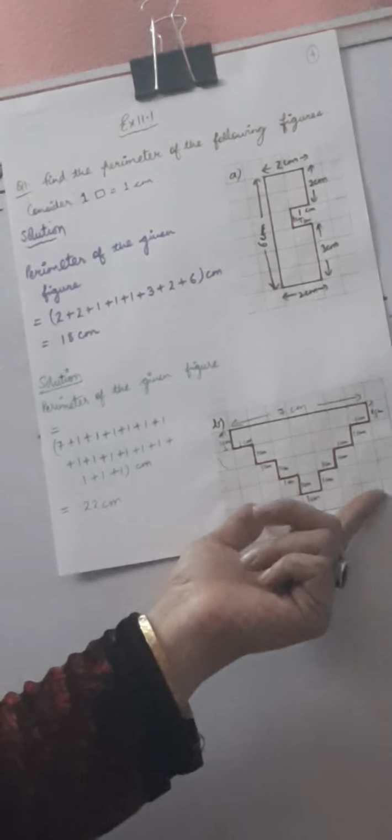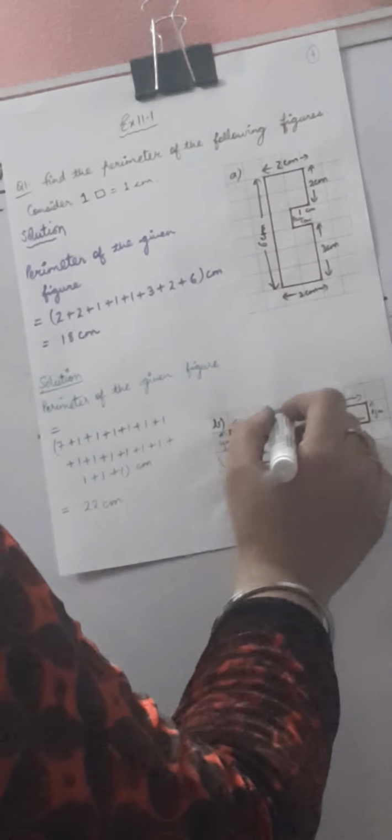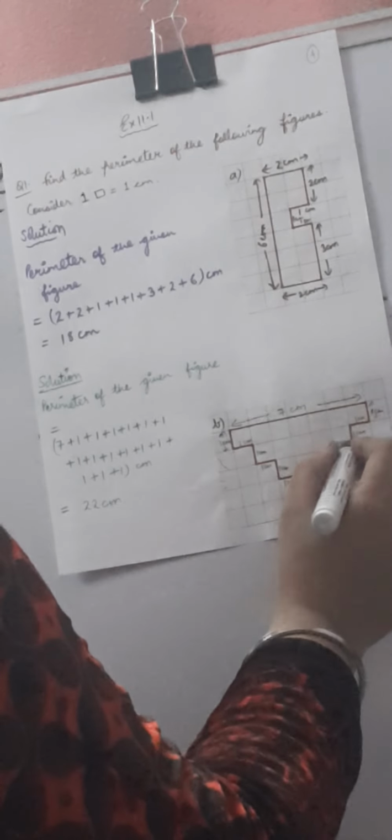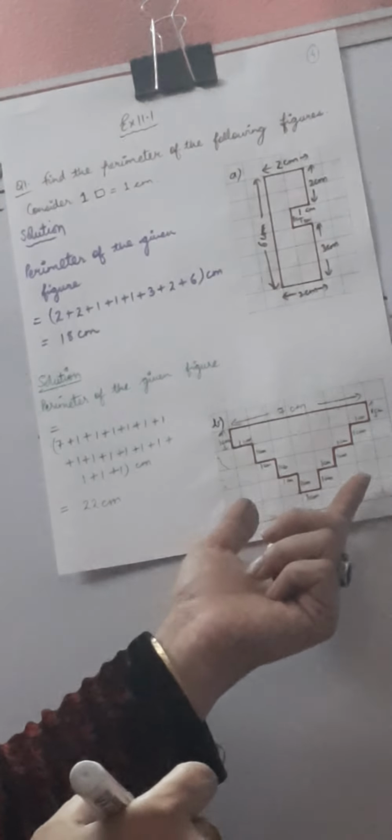Next is the perimeter of the given figure. You can see this figure: this side is 7 centimeter, and these other sides are all 1. So we have to add the sum of all the sides.